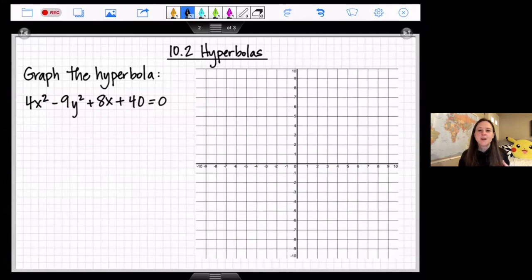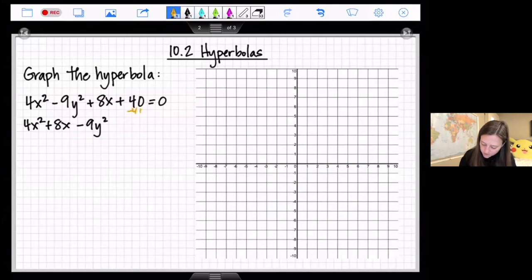Just like with ellipses, we might have to complete the square before we're able to draw the graph of a hyperbola. So this one has a little bit foiled out. I'm going to gather up all my x terms and my y terms and move that constant term over to the right. So I'm going to have my 4x squared plus 8x minus 9y squared, and then I'm going to subtract that 40. So I have all the number stuff over on the right, so negative 40.